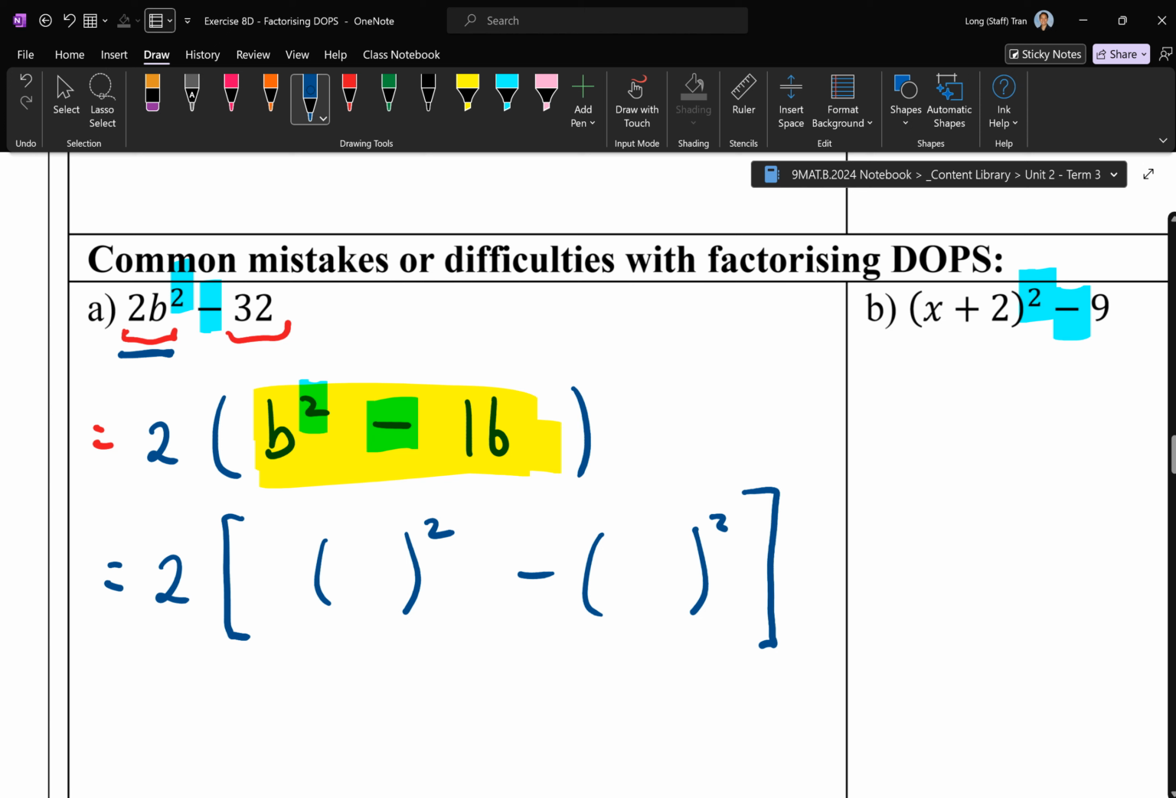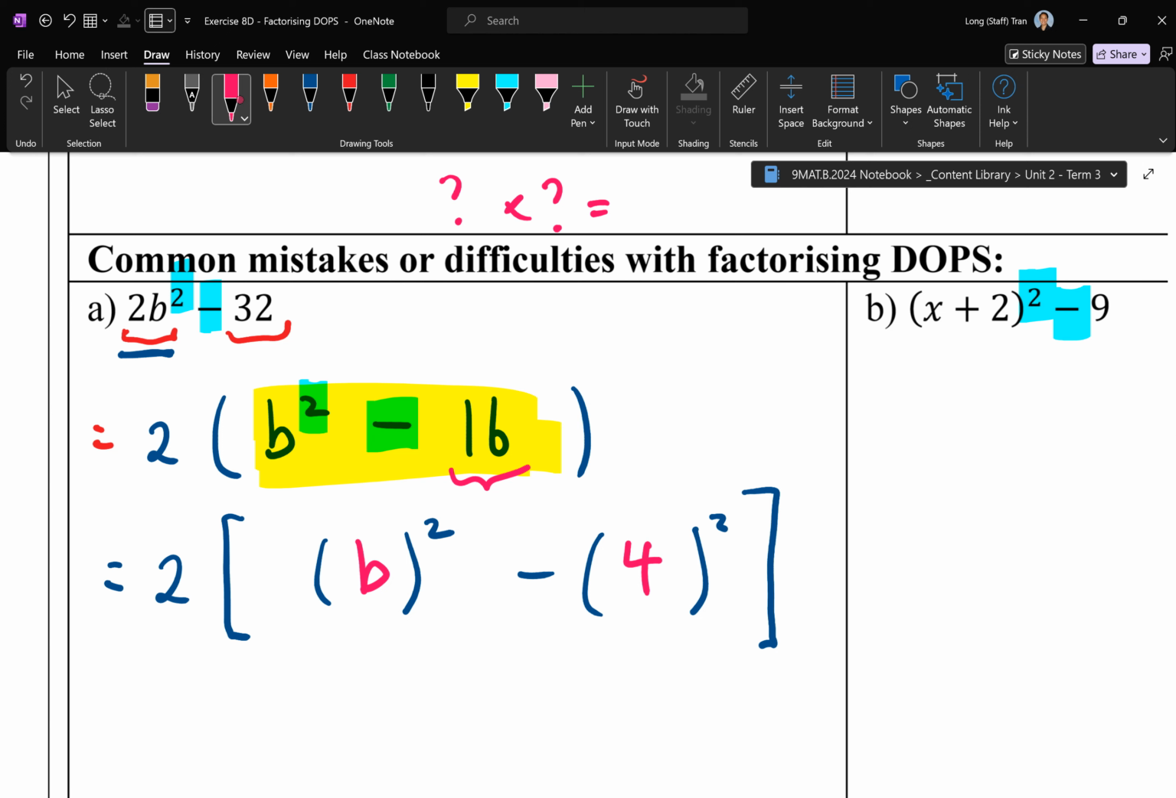Same drill. Square of what will give you the b squared? Let's go with b. Square of what will give you b squared? Sorry, I'm asking, something times itself will give you b squared. What would that number have to be? So this goes b. Let's go with the next one. Sorry, I called you b as well. 16. Something times something gives you 16. What is that, Zach? 4. Very good. So we know that it is b squared subtract 4 squared.